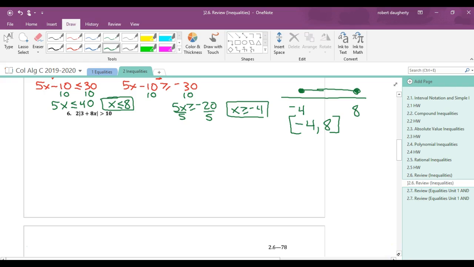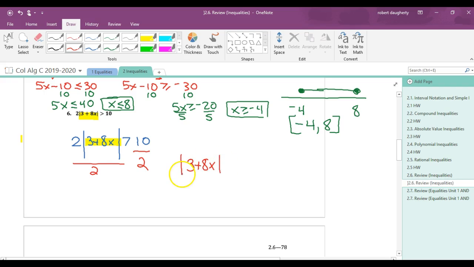Number 6, your goal is this absolute value thing has to be isolated. Okay, so I've got 2 times the absolute value of 3 plus 8x greater than 10. Okay, if I need this to be by itself, I need what's in this absolute value sign to be by itself. What's keeping it from being by itself? It is multiplied by 2. So I will divide it by 2. So divide everything on both sides by 2, and that gives me 3 plus 8x, absolute value, is greater than 5. Now I can break this into two separate problems.